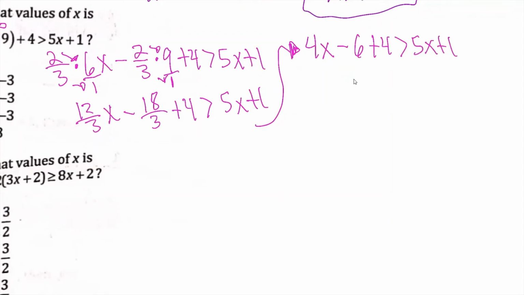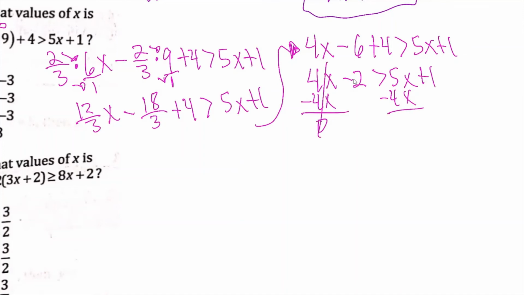So here we have, let's just do it step by step. 4x. Negative 6 plus 4 is just negative 2, greater than 5x plus 1. Okay, so we're going to subtract the smallest x. And then what do we get? 0, right? Cancels out. And we have a 1x, or just x. So now we bring this down: negative 2 greater than x plus 1.